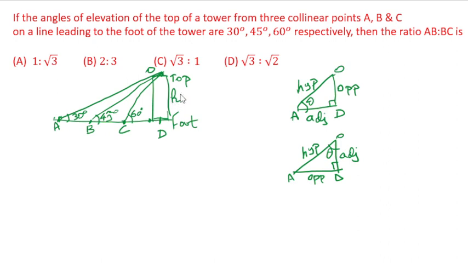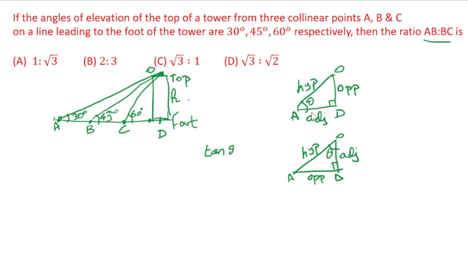So here we have these things, and the height of the tower we don't know, so we note it as h. We need to find the ratio AB to BC, so we need to find AB and then BC. For that, we use the tangent of the angle theta, which means tan theta.